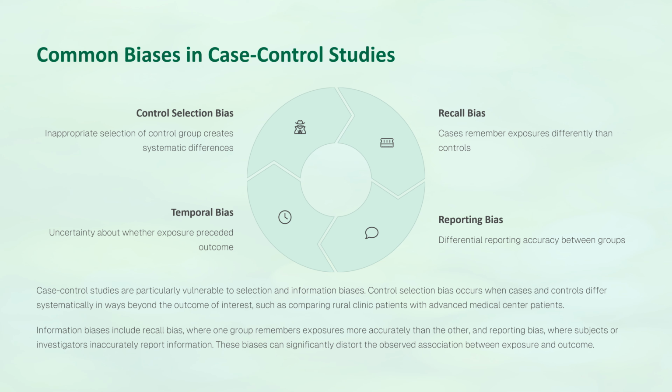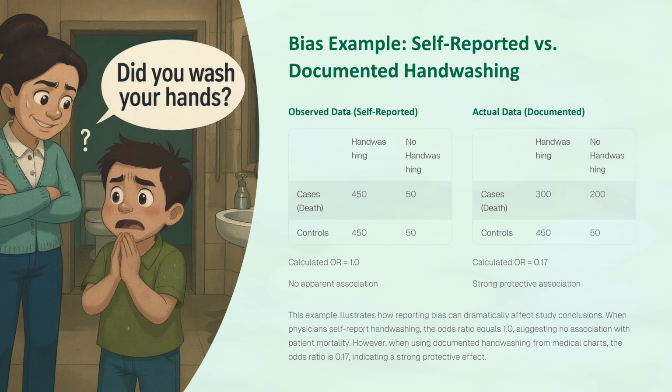And with these, you always have to put these into your assessment of any case control study. Let's see an example of where this self-report bias will come into play. So let's give an example of maybe a study where they did self-reported hand washing versus documented hand washing.